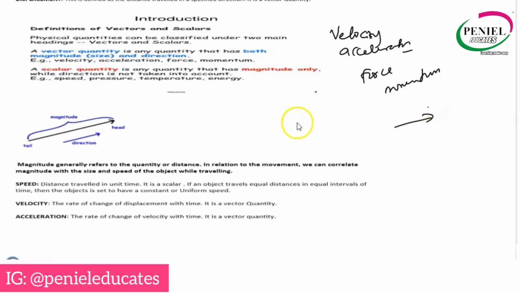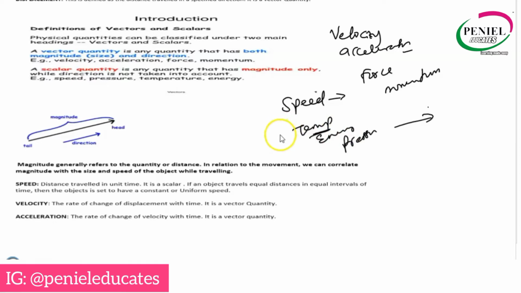Whereas a scalar quantity is just a quantity that has magnitude only, so the direction is not taken into account. We have speed. When you have speed, you don't need to say what direction the speed is. So we have temperature. You don't need a direction of energy, you don't need direction of pressure, you don't need direction of temperature. So those are scalar quantities.